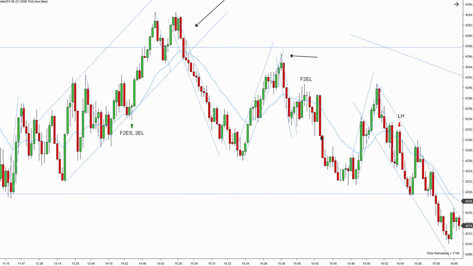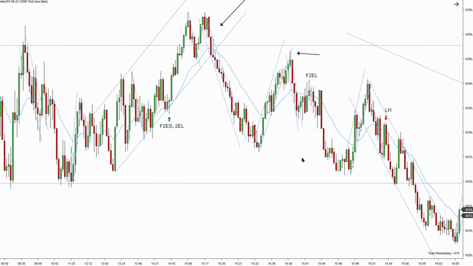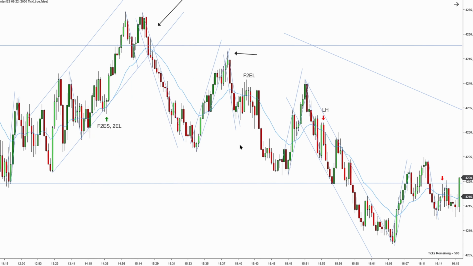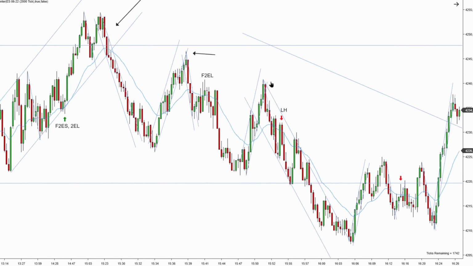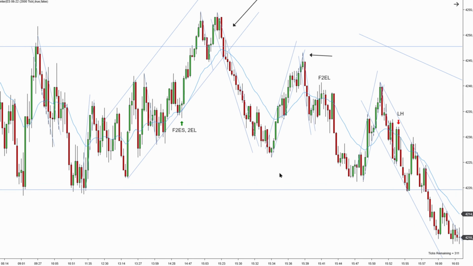So this entry cannot be taken. And you guys can see this is going to be a theme that we're going to see for today. A lot of setups that you are anticipating but yet cannot be taken, because the price action was just all over the place today.